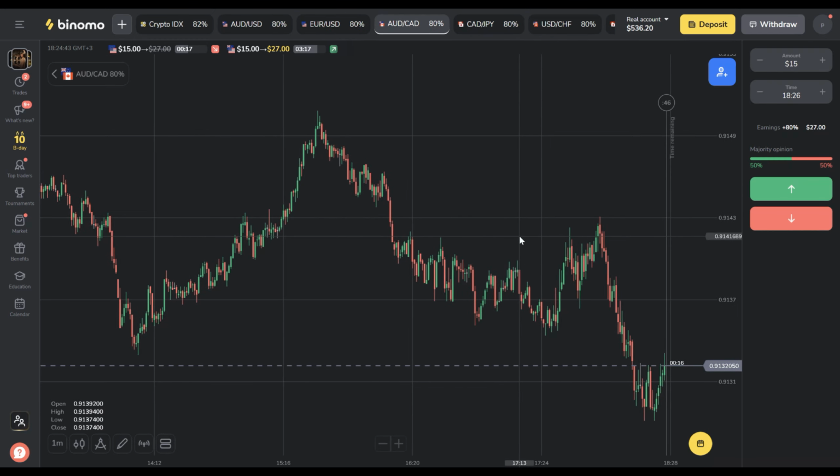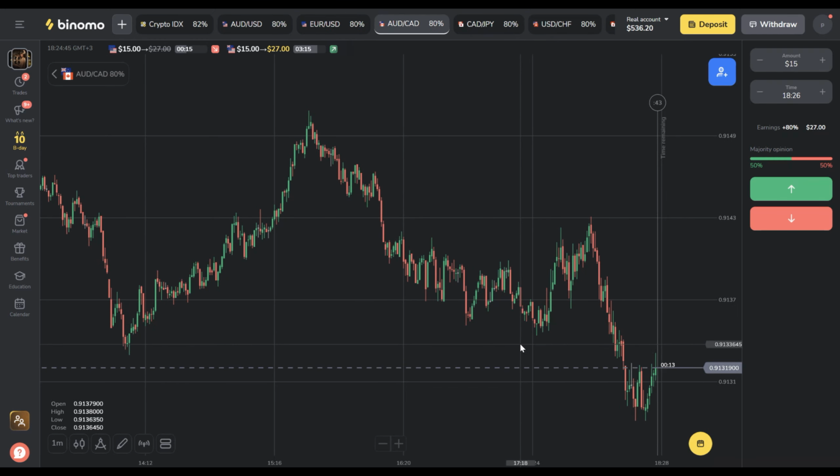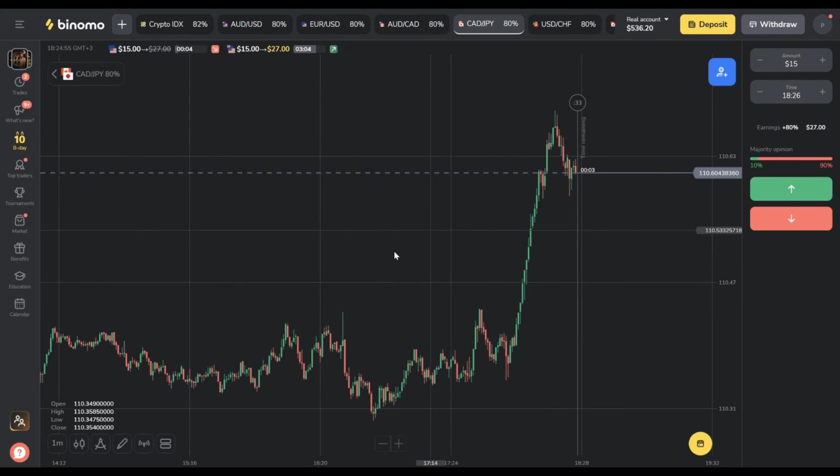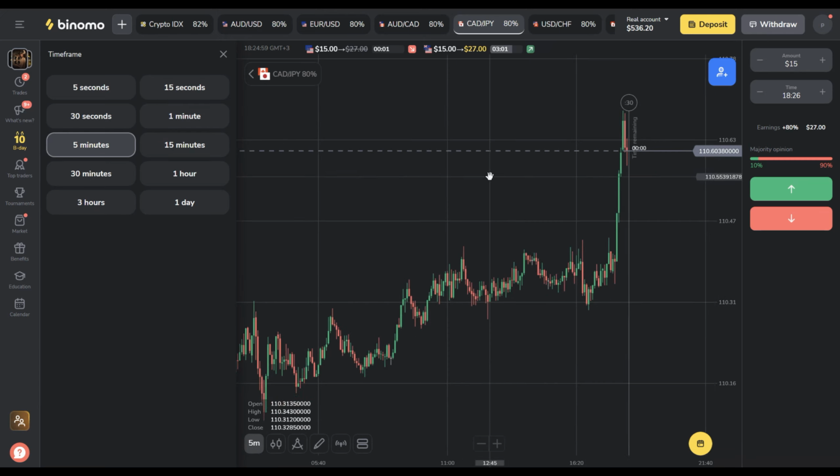So the 1-minute chart, Australian dollar, Canadian dollar, it probably would have been better to enter a bit higher. It's still too early for now. Let's leave this asset aside for now. Let's see what's happening on the other charts.